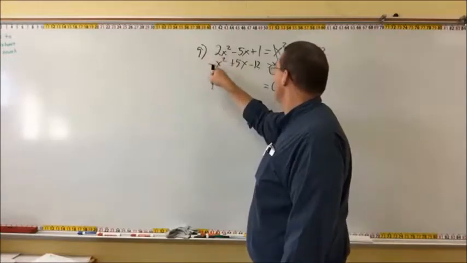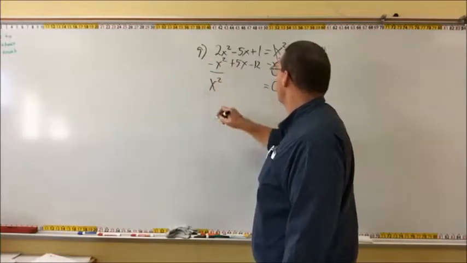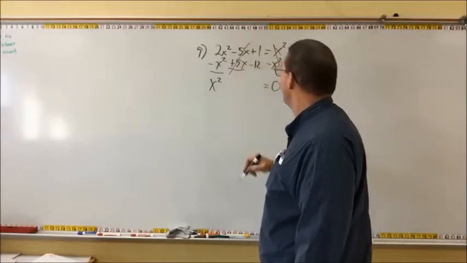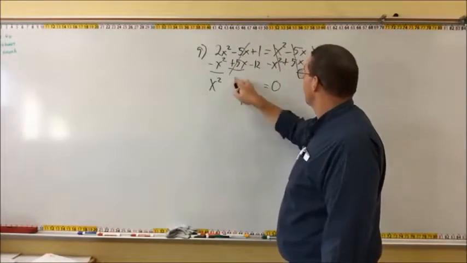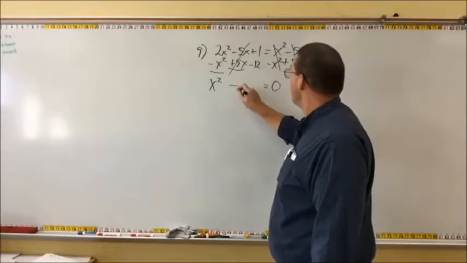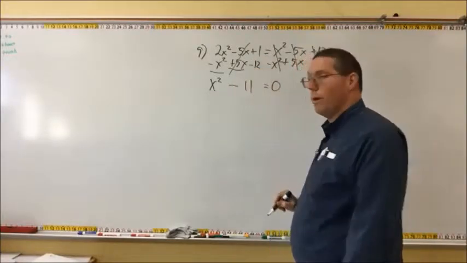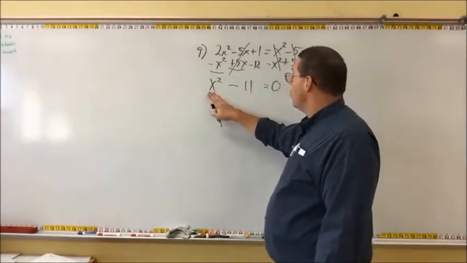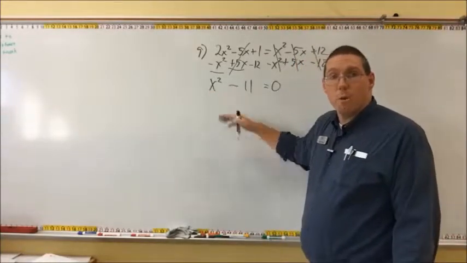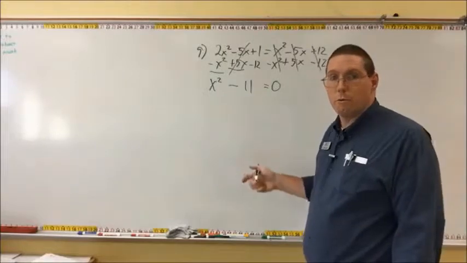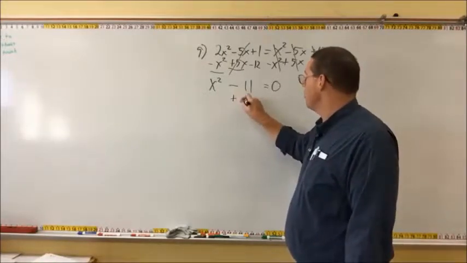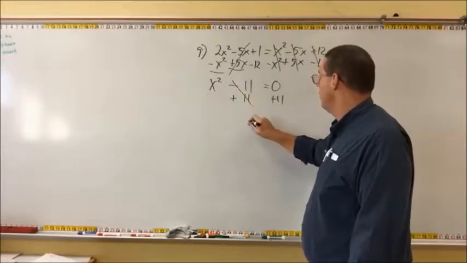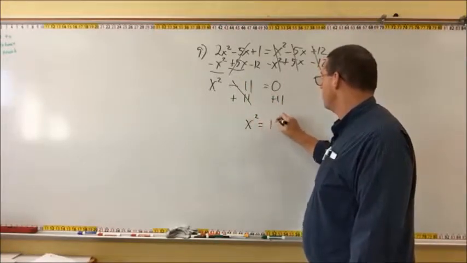Here, 2x squared minus x squared is just x squared. Negative 5x plus 5x, well, that cancels also. So we don't have an x term. 1 minus 12 is negative 11. So we have x squared minus 11. Now, when we have an x squared and we don't have an x term, we can extract square roots. In order to extract square roots, we're going to put the constant back on the other side. So we're going to add 11. We get x squared is equal to 11.